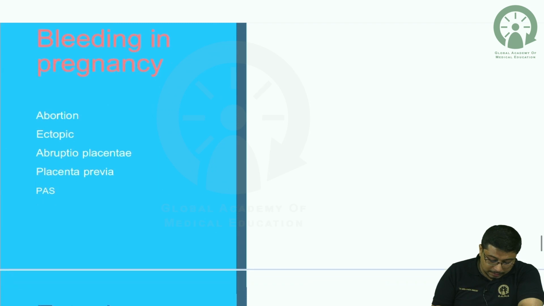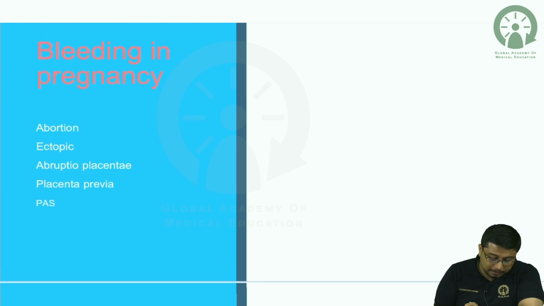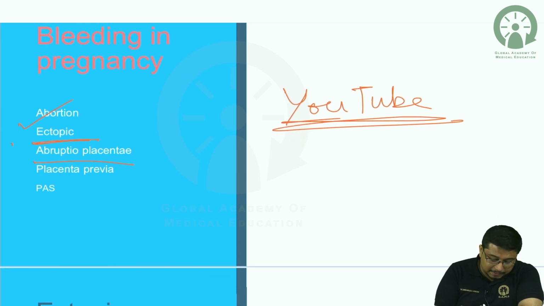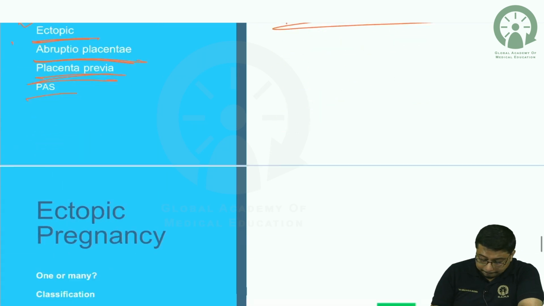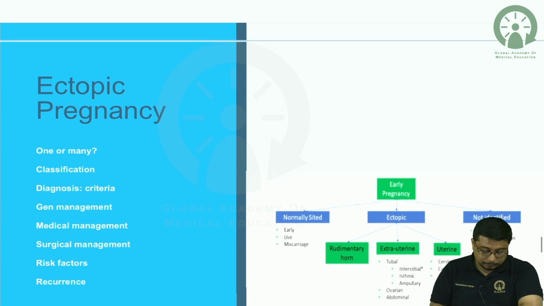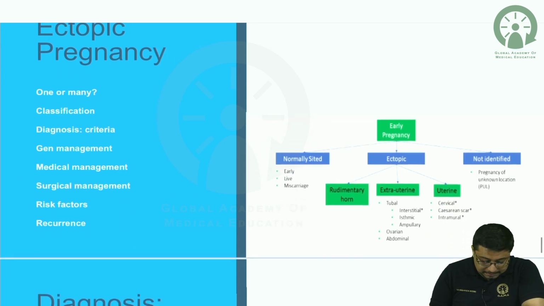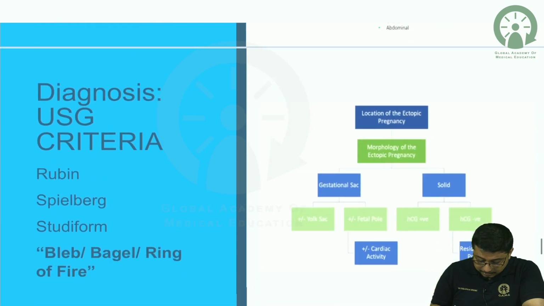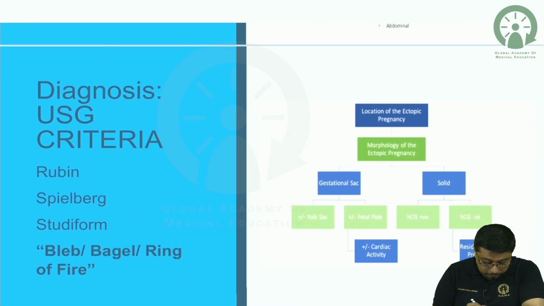So coming to the episodes of bleeding in pregnancy, the differentials could be abortion, which has again a very detailed video on YouTube, so go through that. Then it can be ectopic. It can be due to abruptio placentae, placental abruption, or the placenta accreta spectrum. For ectopic pregnancy, a new nomenclature has come, but I think you need not focus on that too much.